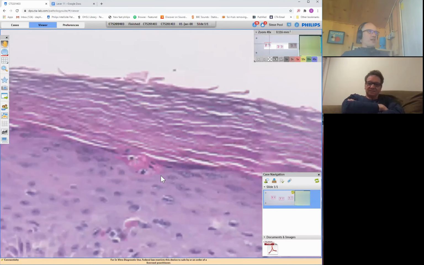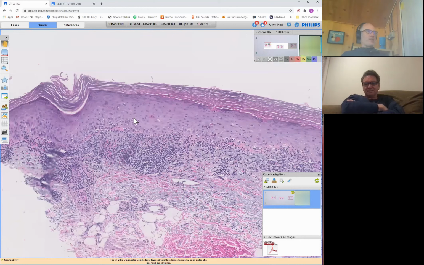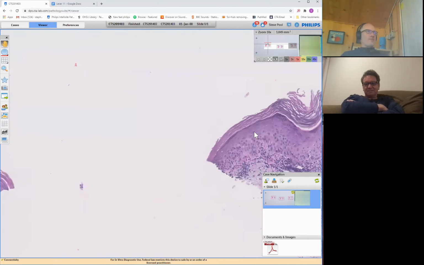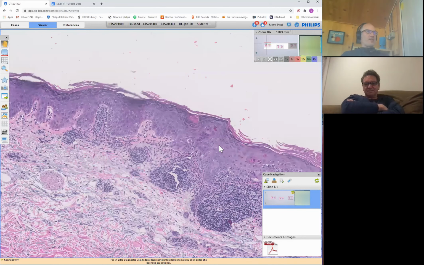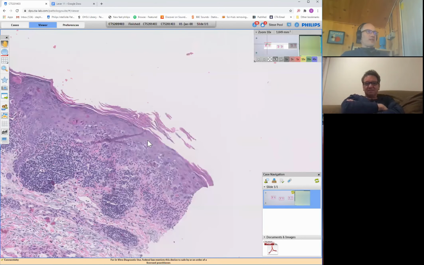So lichenoid drug eruption, I think this one might be tricky if you have no history of drug, except for the high apoptotic keratinocytes. This looks very similar to lichen planus.